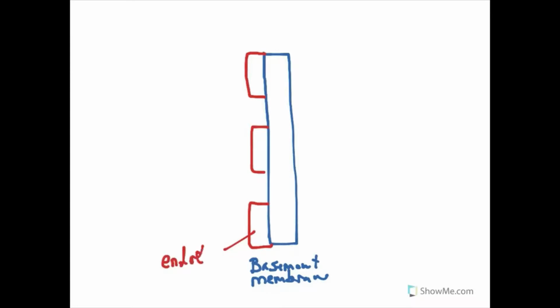Now, endothelium, remember, is the lining of a blood vessel. But this endothelium has gaps, and these gaps are called fenestrations. Remember that the glomerulus is a fenestrated capillary. There are holes in it. There are gaps.